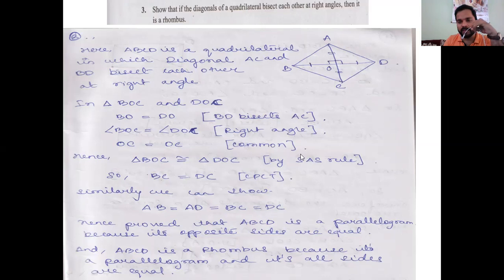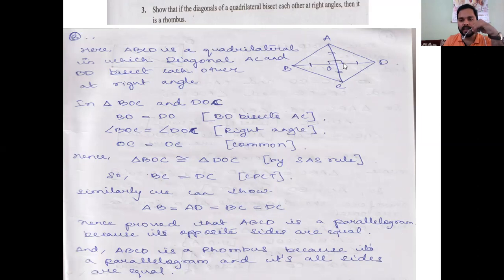The process will be the same. You will get side angle side. Then you will get CD is equal to AD. Similarly, for triangles AOD and AOB, again you will get AB is equal to BD. In this way, you can find all the sides are equal to one another.